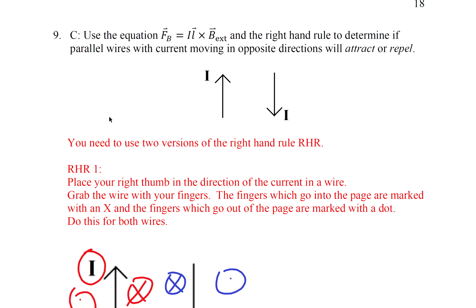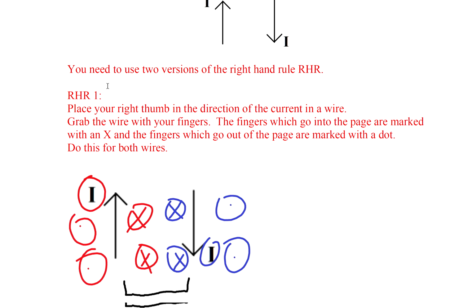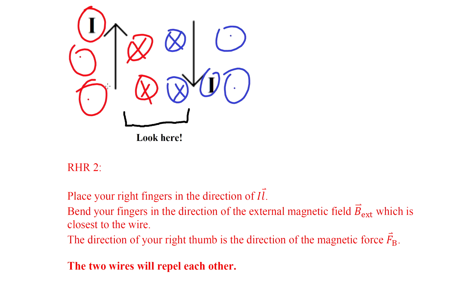Question 9. Use the equation and the right-hand rule to determine if parallel wires with current moving in opposite directions will attract or repel. So just memorize that two currents moving in the opposite direction will repel each other.